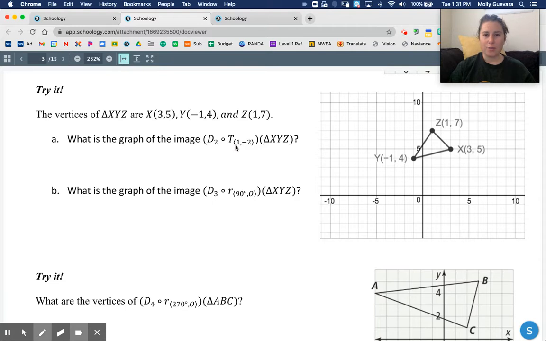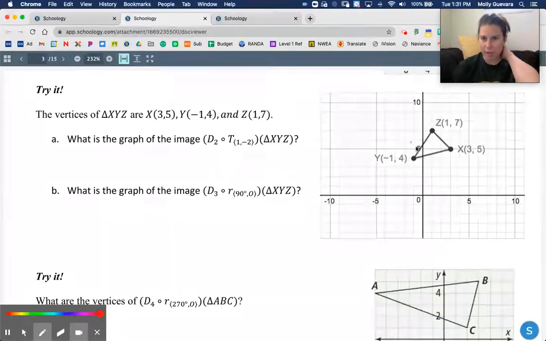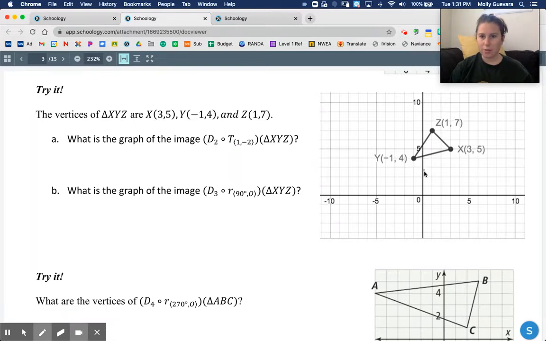I need to translate it right 1 and down 2 first. So watch what I'm going to do. I'm not going to graph it all the way. I'm just going to go right 1 down 2. Right 1 down 2, and right 1 down 2. Okay, so that is the translation part of my transformation. Then I want to dilate it by a scale factor of 2, right?